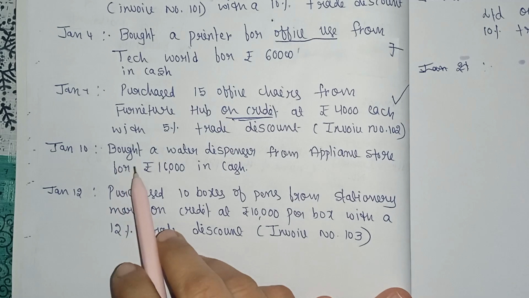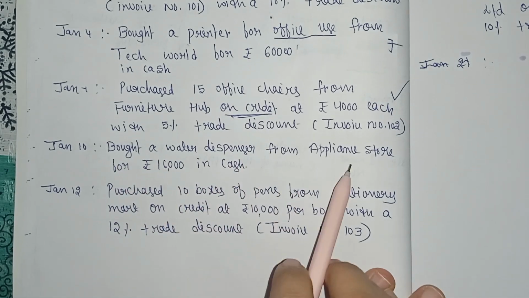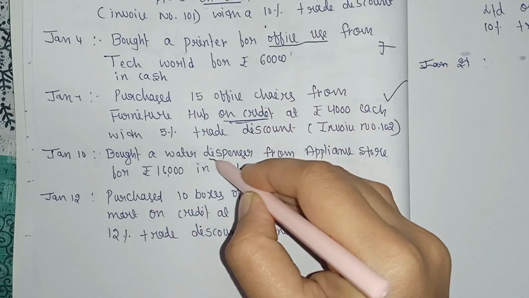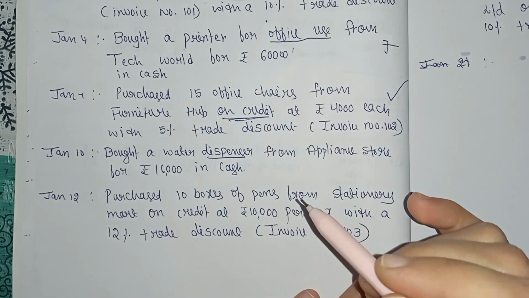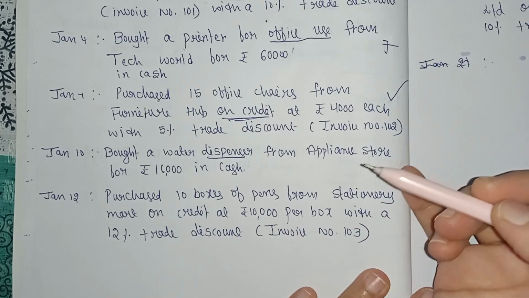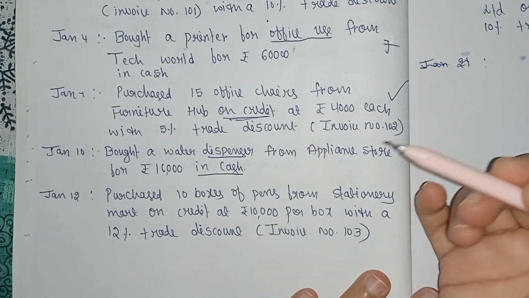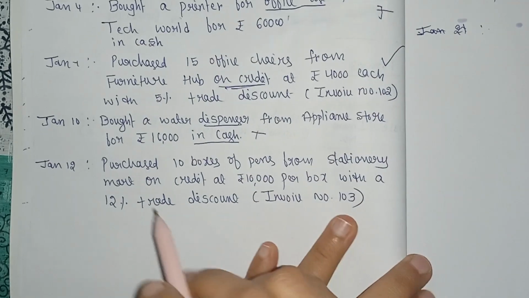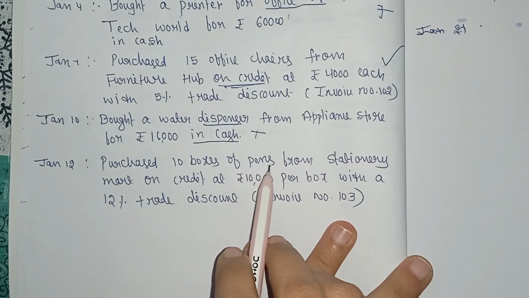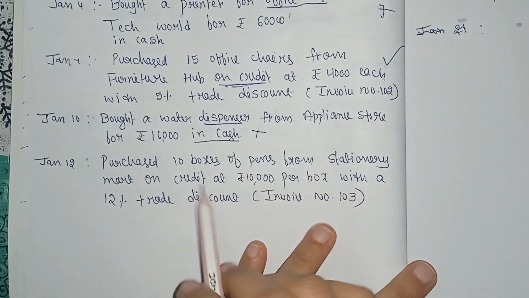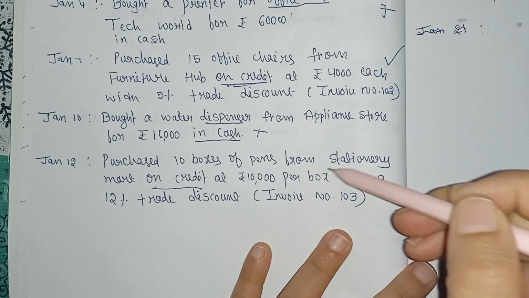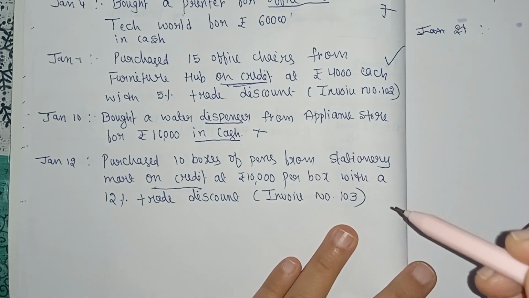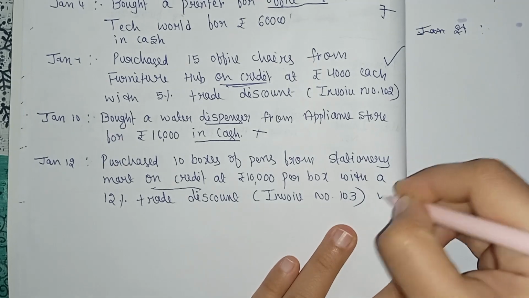Next one, January 10, bought a water dispenser from the appliance store for rupees 16,000 in cash. See here, the water dispenser is an asset. Assets will not be included in the purchase book, and they purchased it in cash. So this transaction is not included in the purchase book. Next one, the 12th, purchased 10 boxes of pens from Stationery Mart on credit at rupees 10,000 per box with a 12% trade discount, and the invoice number is 103. It is definitely included in the purchase book.